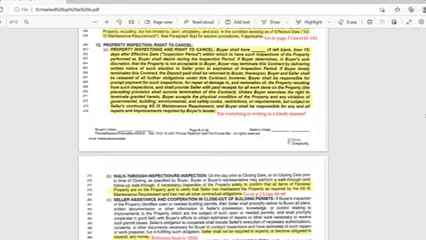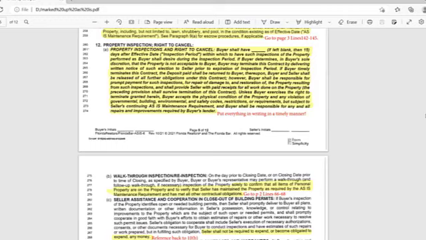All right, taking a look at property inspection, right to cancel. The buyer shall have, if left blank, 15 days after the effective date, known as the inspection period, within which to have such inspections of the property performed as the buyer shall desire during the inspection period. If the buyer determines at the buyer's sole discretion that the property is not acceptable to the buyer, the buyer may terminate the contract by delivering written notice of such election to the seller prior to the expiration of the inspection period.